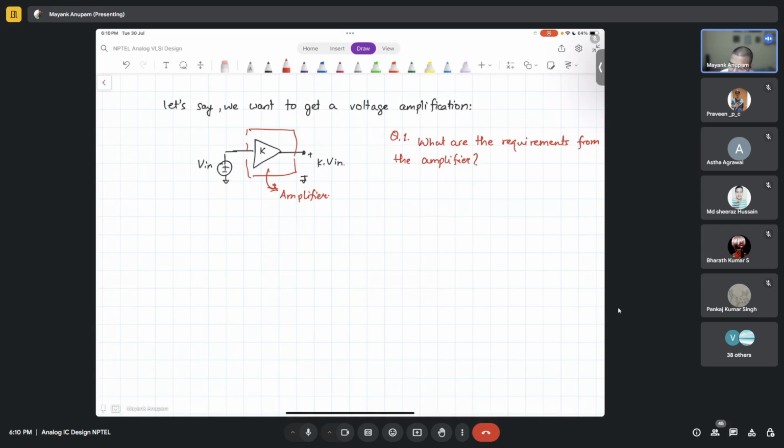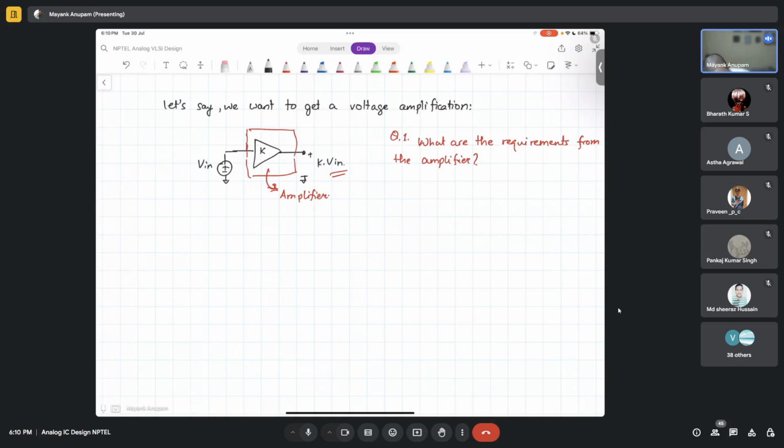If a customer gives you something to design, this is basically a design problem, isn't it? You want to design something which amplifies your input voltage and gives you an output which is the amplified version of your input voltage. Anytime a customer asks you to design anything, it may not even be an amplifier, the first question you should ask the customer and yourself is: what are the requirements from this particular block that you want me to design? Is it simply that you want amplification, or do you want something else also? Those things you should ask.